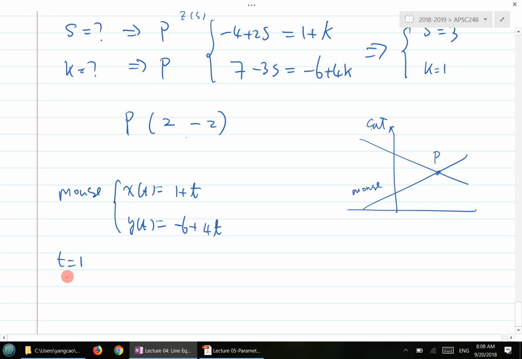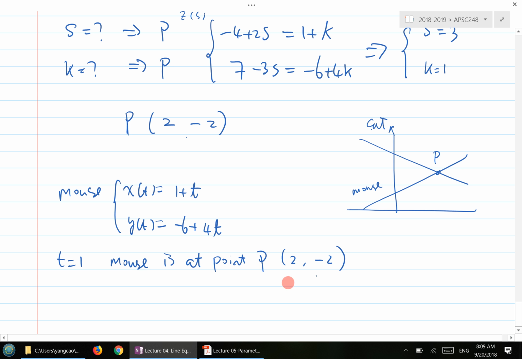And here's the k, and if I change this k back to the t, then when t equal to 1, what's the physical meaning? Basically it means the mouse travels initially from (1, -6), and now when t equal to 1, it ends up at this point P. That makes sense? Right? So when t equal to 1, the mouse is at the point P, which is (2, -2). So that's the nature of the mouse motion, right? So if you plug in different t, you're getting a different location here.